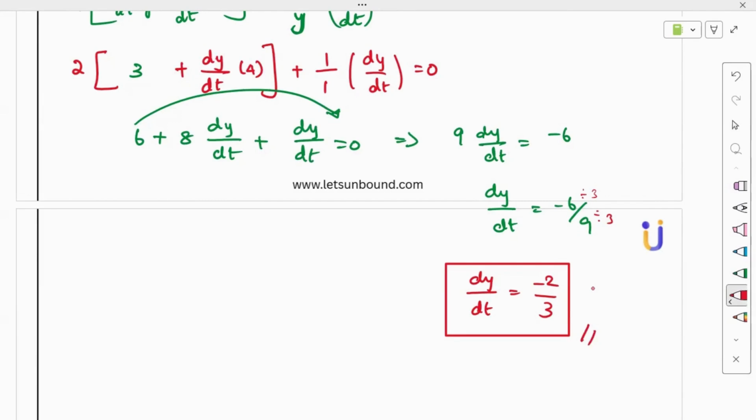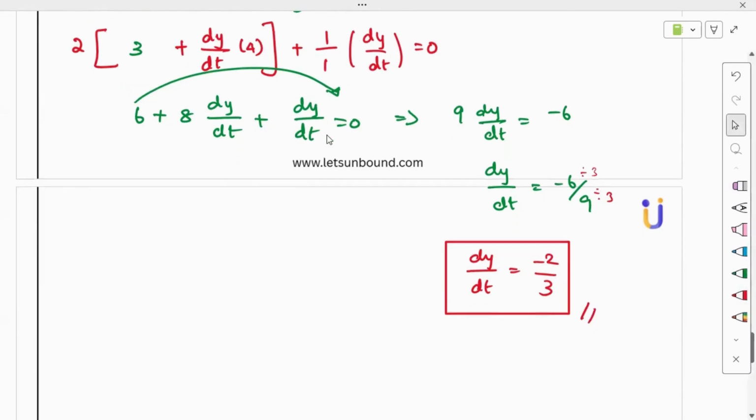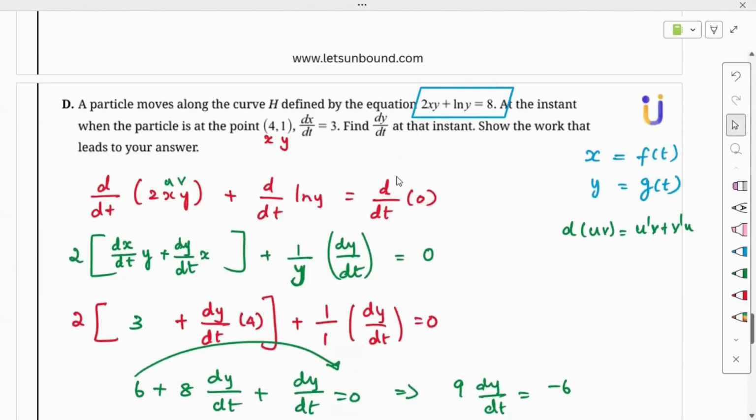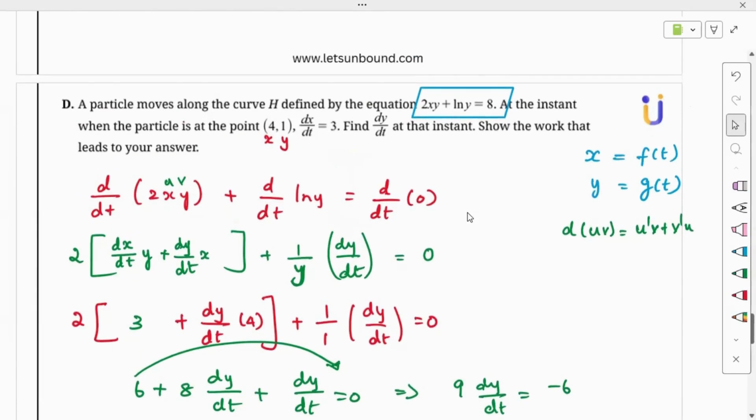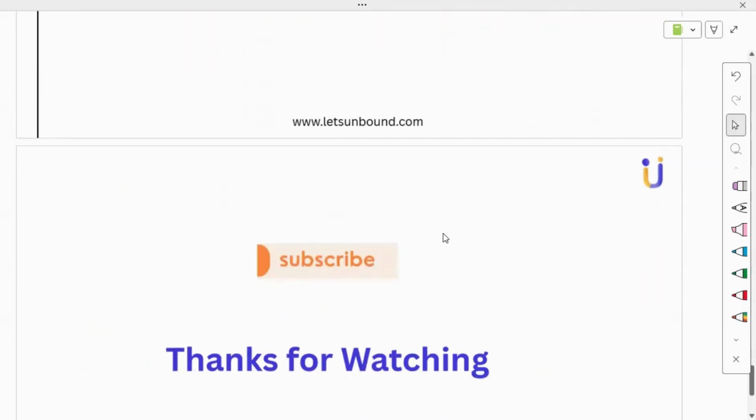This completes the solution for part D. The main essence of the question is to test your implicit differentiation skill, correct? So this is completely different from the first one, right? That's the wrap for FRQ 6, and that is the last question.